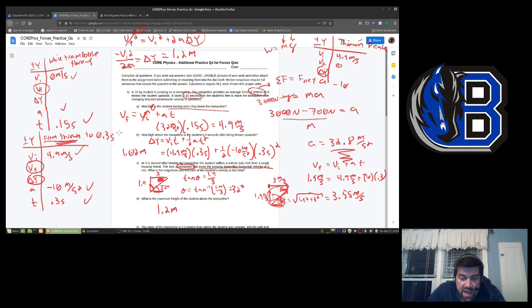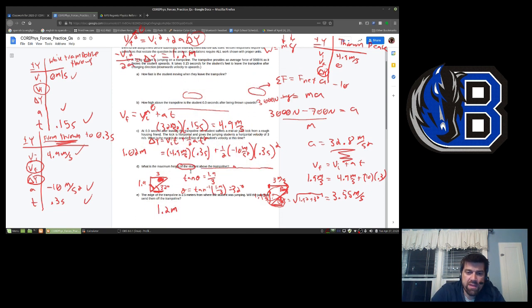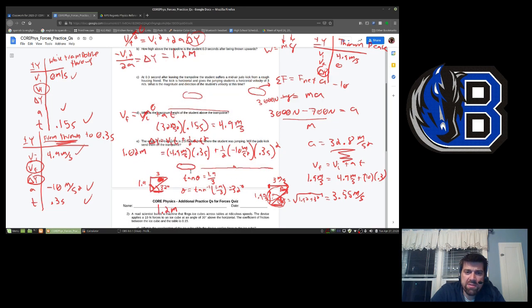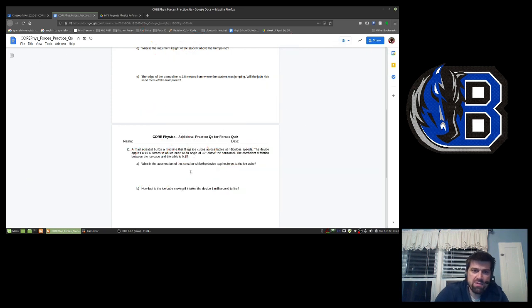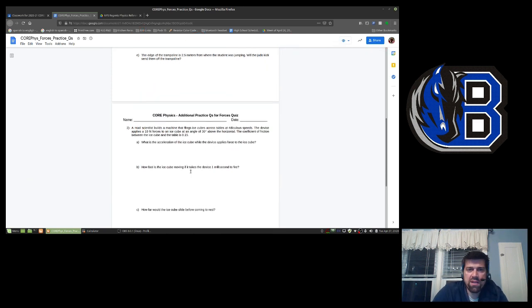The edge of the trampoline is 2.5 meters away from where the student was jumping. Will the judo kick send them off the trampoline? How can we figure this out? I might actually have to clear this out to make room, which is unfortunate, but that's okay. I just found out that I was a certain height above.